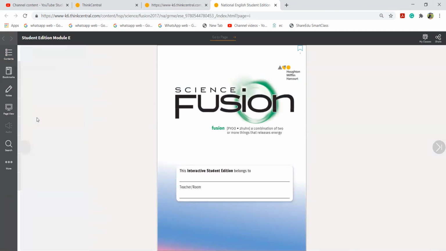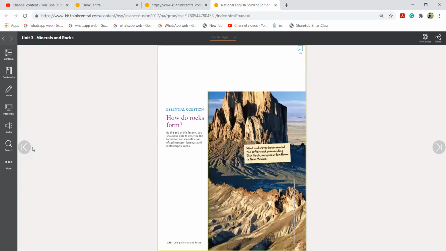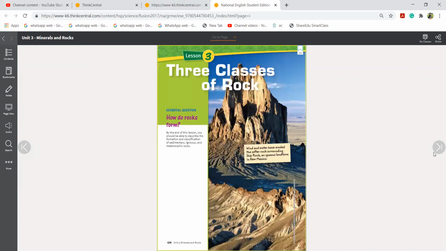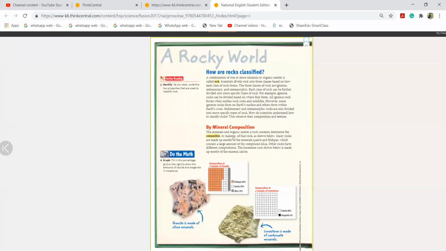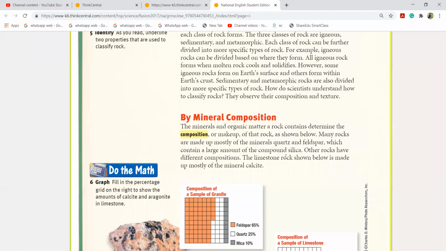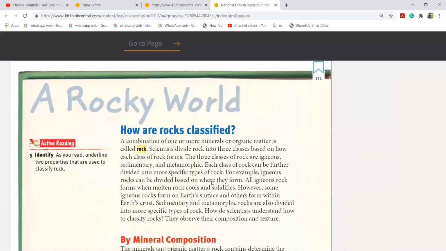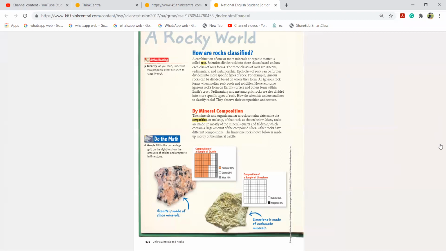We are in the 3rd unit and lesson number 3, classes of rock. So yesterday we studied igneous, intrusive and extrusive. When I say intrusive, it is inside. When I say extrusive, it is outside. Now, what is the composition? I told you the composition: it mainly consists of silica. Mostly they contain silicon inside.